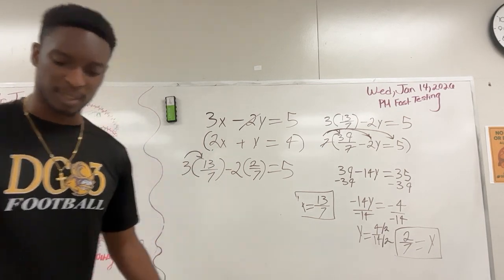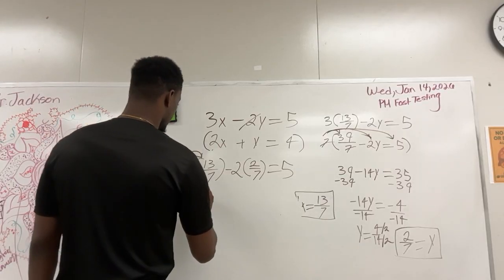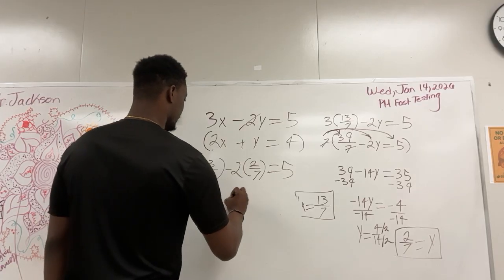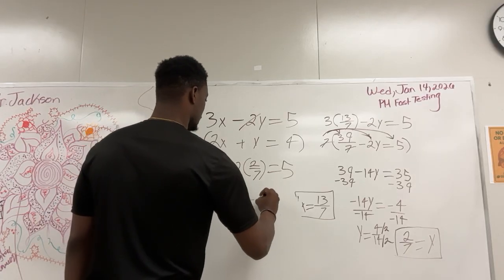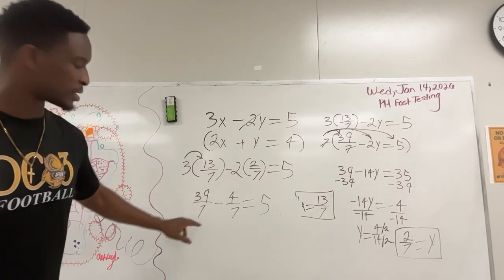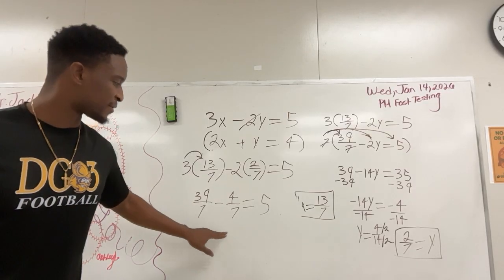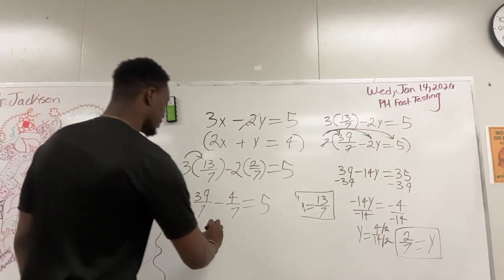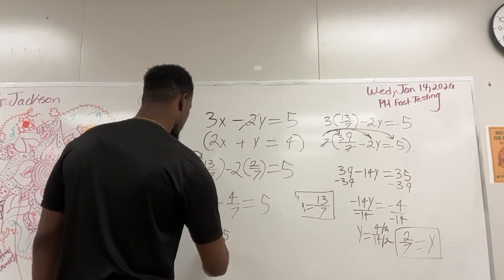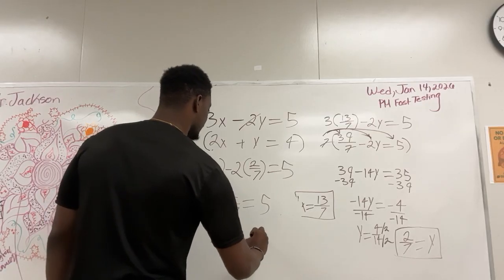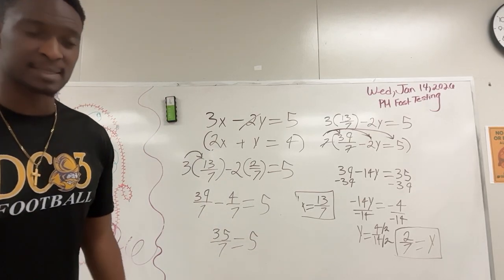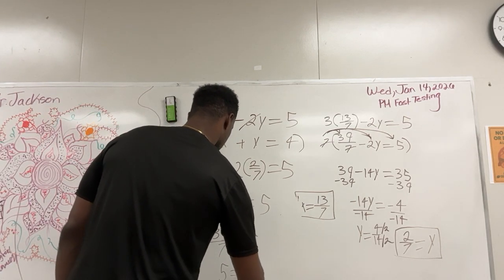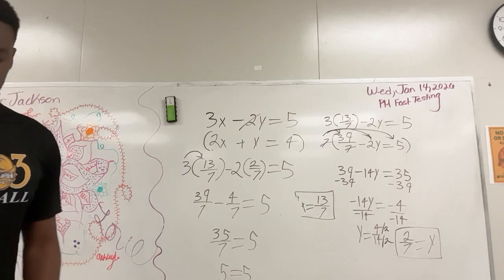3 times 13, you get 39. 39 over 7 minus 4 over 7. Since they both have a common denominator of 7, 39 minus 4 gives you 35. 35 divided by 7. How many touchdowns is that, fellas? Checks out again. 5 equals 5.